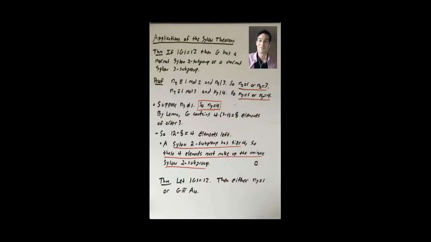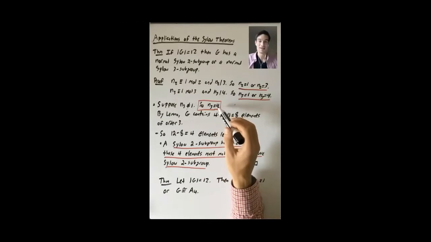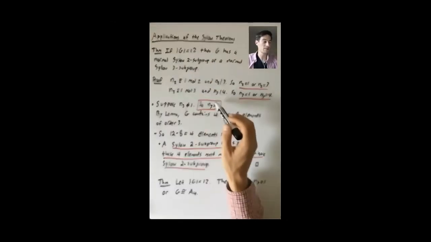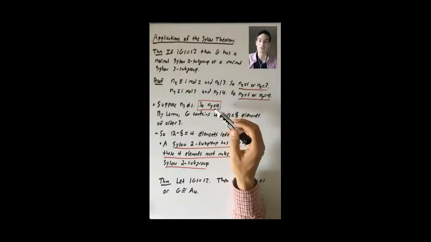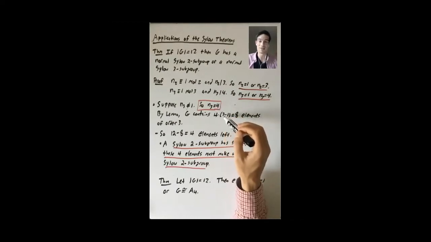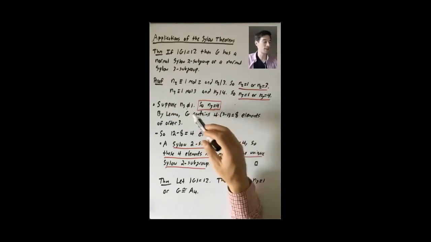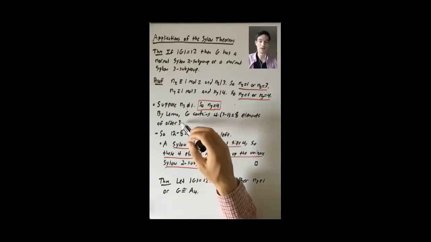So now, by this lemma that we just proved, we have these 4 different Sylow 3 subgroups. Each one is isomorphic to Z mod 3Z, right? It has order 3. So how many elements of order 3 are in those 4 subgroups? Well, it's 4 times 3 minus 1, the number of non-identity elements in each. So this group G contains 8 elements of order 3.